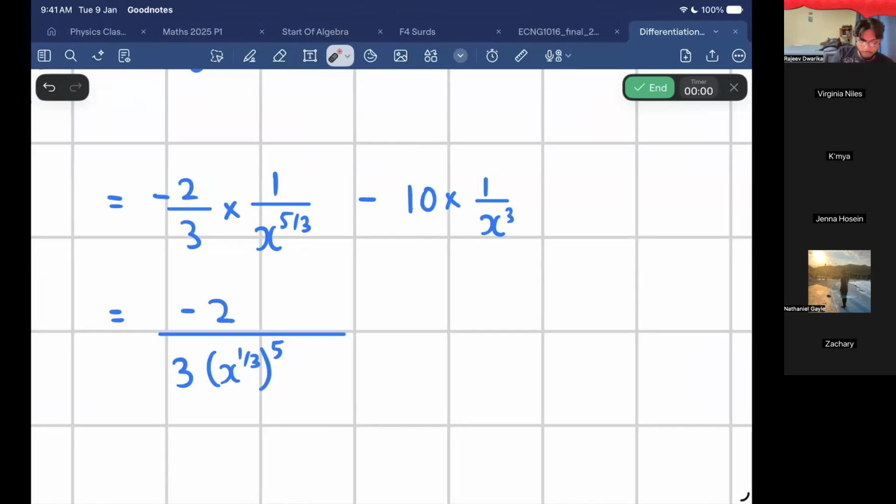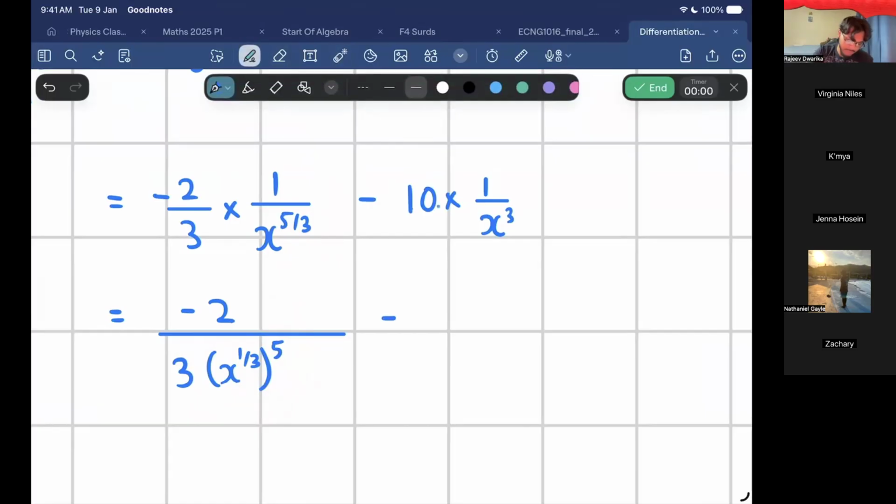But where there's a power, okay, if you have a power, it's a power. What do you do, guys? If you have a power to a power, what do you do? You multiply, right? So x to the power a third to the power 5 really is x to the power 5 over 3. And over here, that's just going to be 10 by 1 is 10. So that'll be 10 over x cubed.